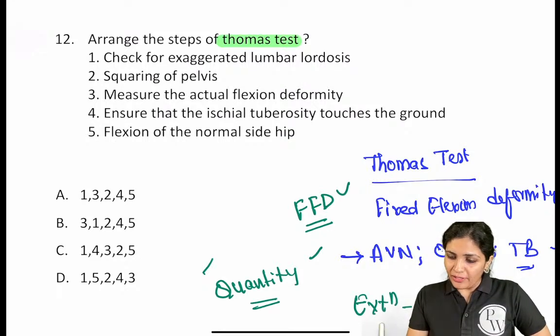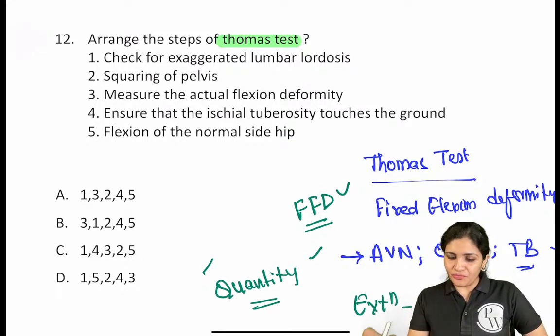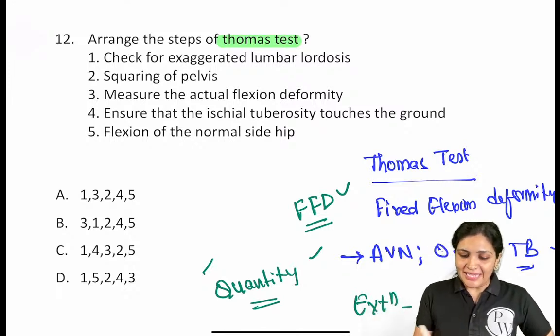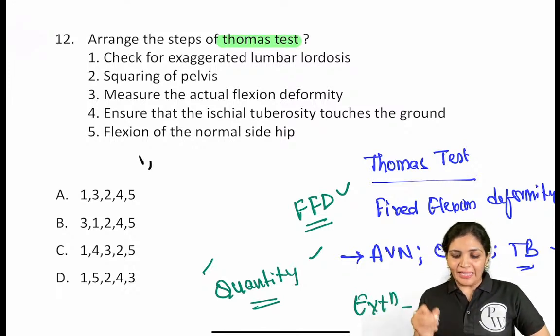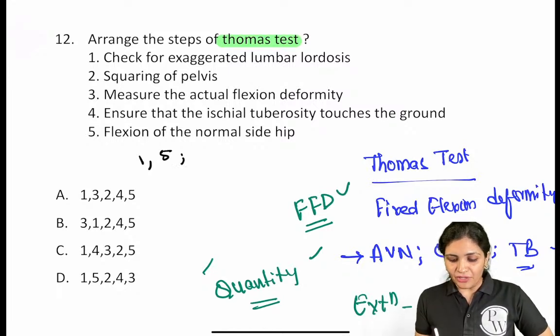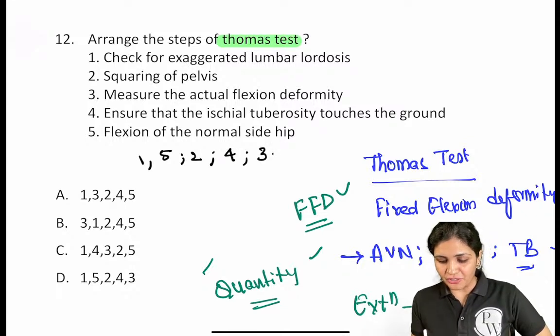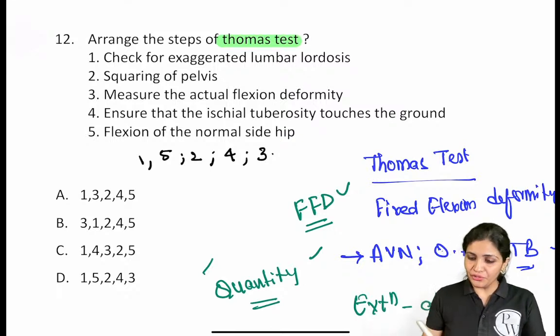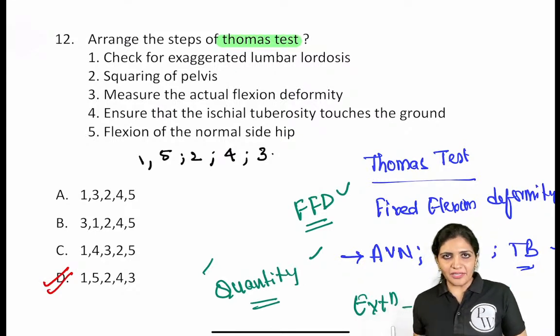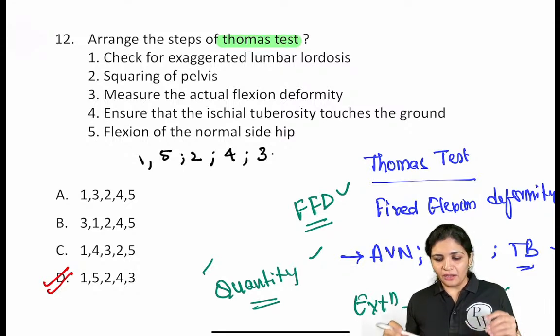So first, what are we going to do? Just a quick revision of it. First we are going to check for the exaggerated lumbar lordosis. That is 1. Then we are going to flex the normal hip side, then square the pelvis, then ensure that the tuberosity is touching the ground, and then measure the deformity. So 1, 5, 2, 4, 3 is the order of the sequence, and that is your option D. Right, so this is how you answer them.